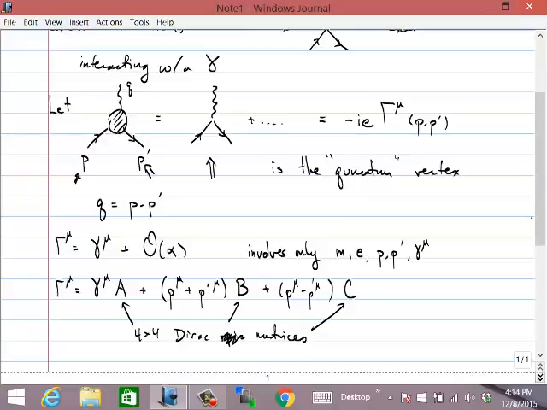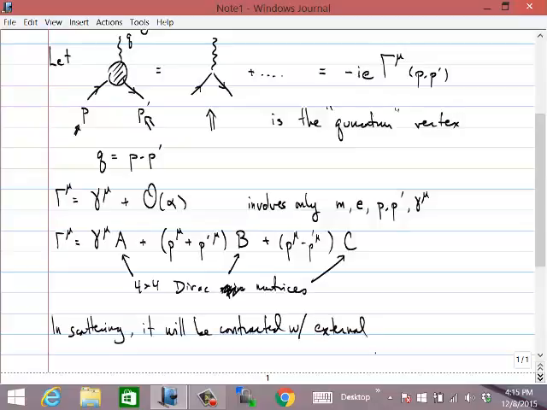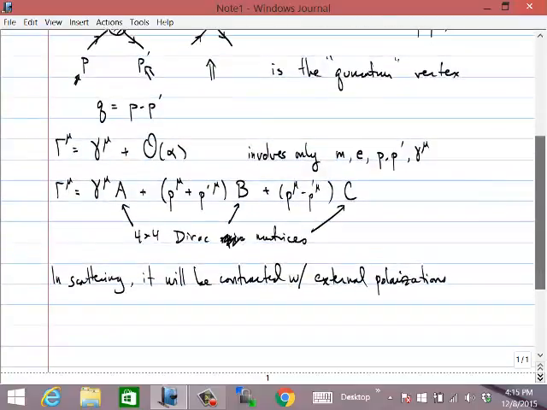However, it turns out that we don't really need to worry about the Dirac nature of those arbitrary functions A, B, and C, because in any scattering process, this quantum vertex will be contracted with some external spinors, that is to say, some external spinors describing the polarizations of the external electrons or positrons.